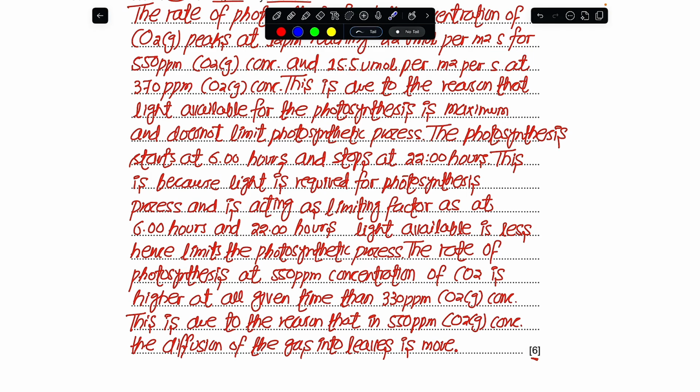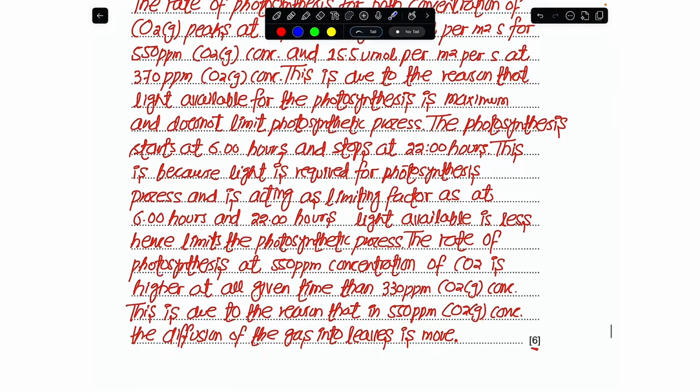And the rate of photosynthesis, as I said, at 550 parts per million of carbon dioxide concentration was higher at all the given times than at this lower concentration of CO2. The reason is that at the higher concentration of CO2, which was 550 parts per million, there would be more diffusion of the CO2 into the leaves, resulting in more photosynthesis than at 330 parts per million carbon dioxide concentration.